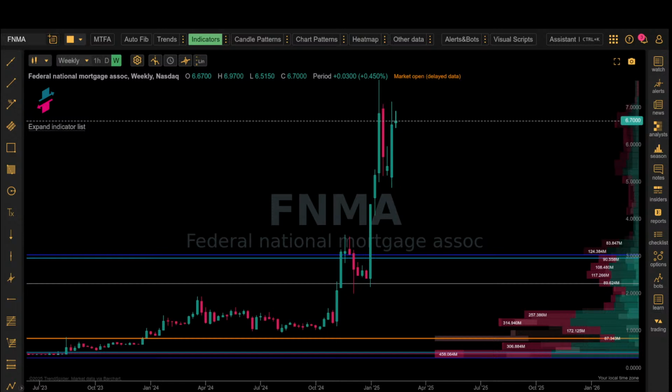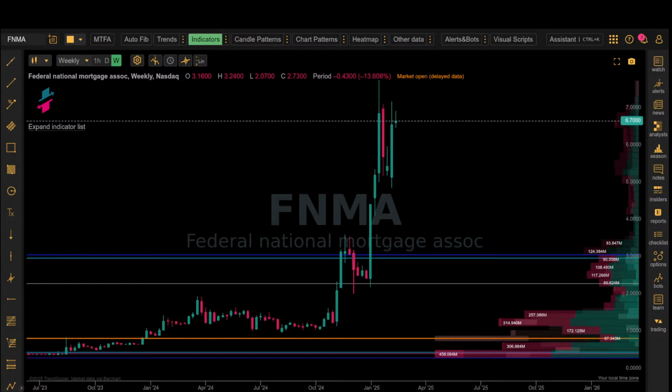Nevertheless, Fannie Mae looks a lot like that Palantir chart, this sort of straight up rocket ship. A lot of this has to do with the idea that maybe this will be allowed to spin off, privatized by this administration. So that's helping to catalyze some of this movement. This has been easily a 6 to 7 bagger depending on where you were getting in.